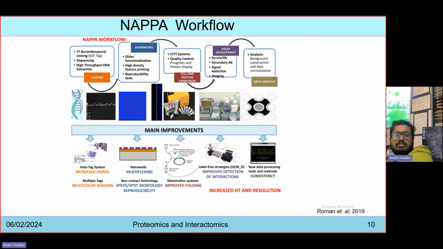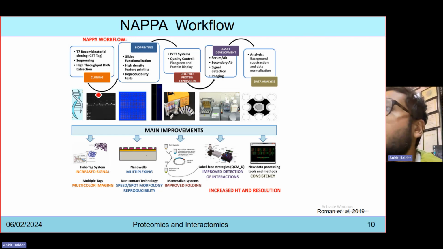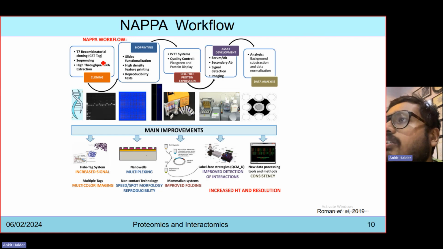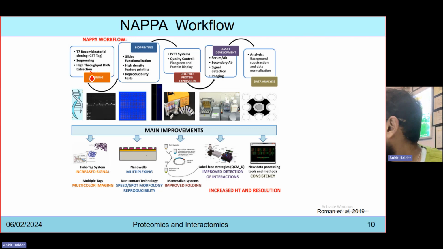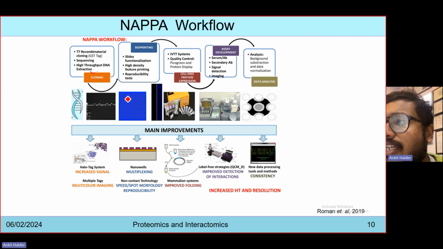the NAPA workflow works. I'll just go through it and try to give you an overview of how NAPA works. We have T7 recombination cloning, sequencing, and high throughput DNA extraction. Next is the site functionality, high density, and feature printing. So this is the cloning, and then the spotting of those arrays.